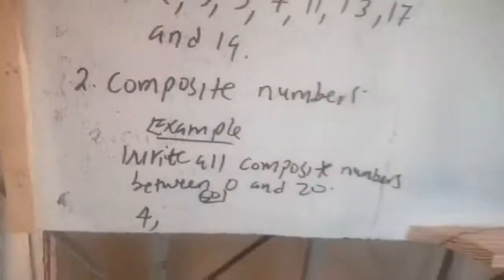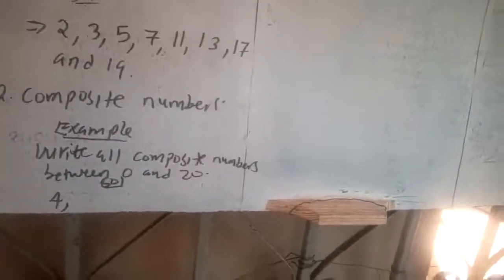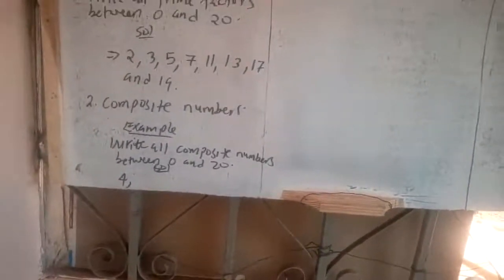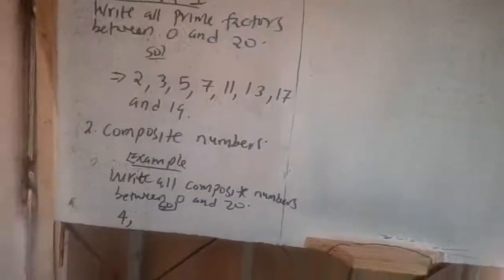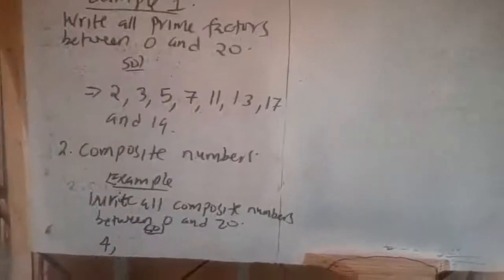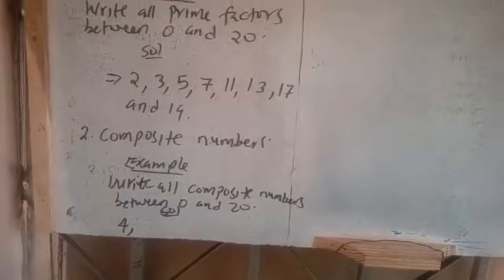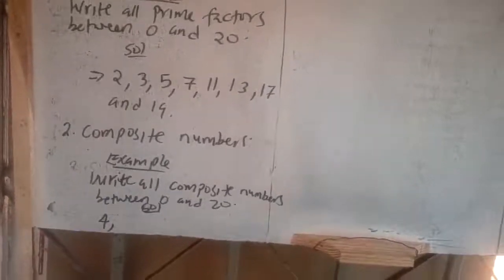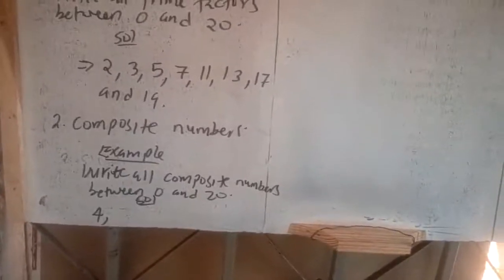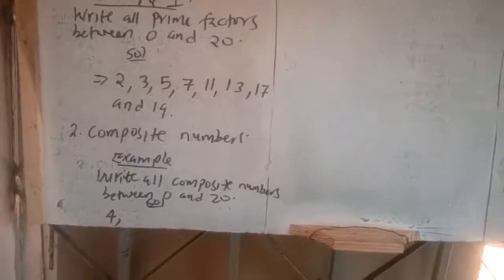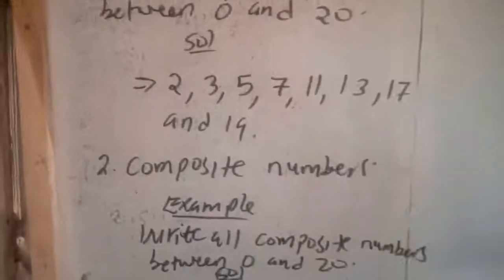Why? Because we cannot pick 1, we cannot pick 2, we cannot pick 3. 1 has got only one factor, that is just 1, and 2 has got 2 divisors, that is 1 and 2, and 3 also has got 2 factors, that is 1 and 3. If we come to 4, 4 has got more than 2 factors, and therefore 4 becomes the first composite number.